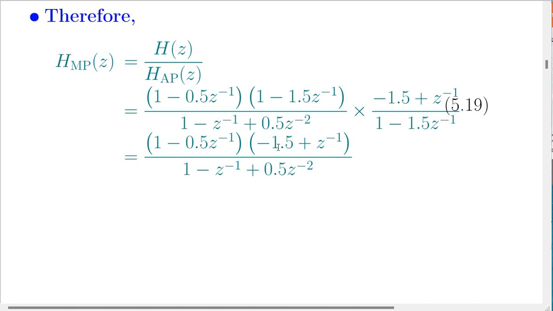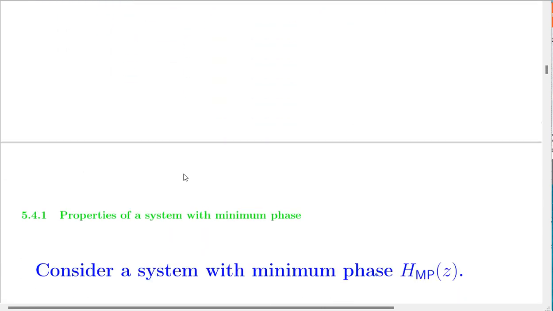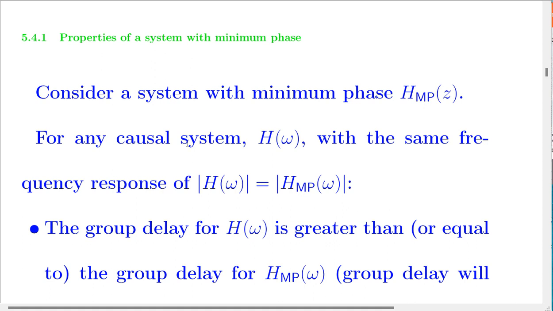Now there is a zero at 0.5, as we said earlier, and a new zero at 2/3, which is inside the unit circle. Now, properties of a system with minimum phase. Consider a system with minimum phase, h minimum phase of z. For any causal system h of omega with the same frequency response, the absolute value of h of omega is equal to the absolute value of h minimum phase of omega.